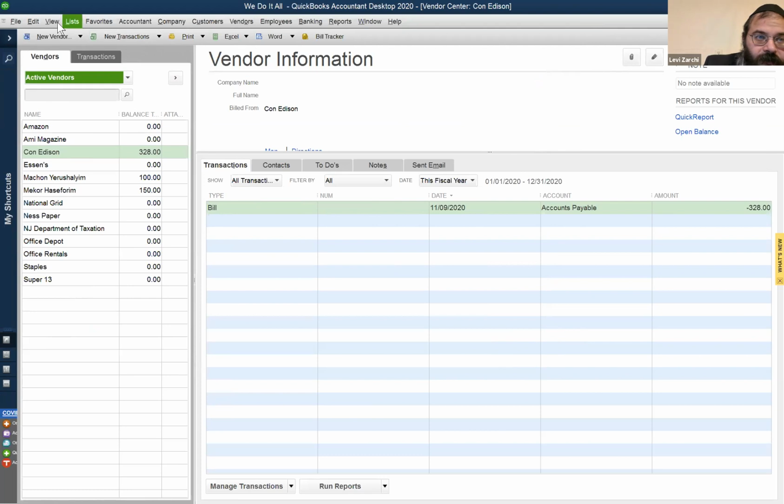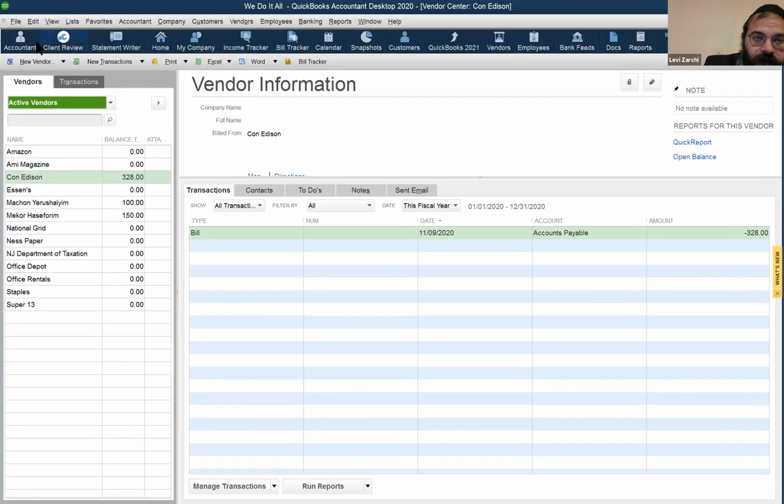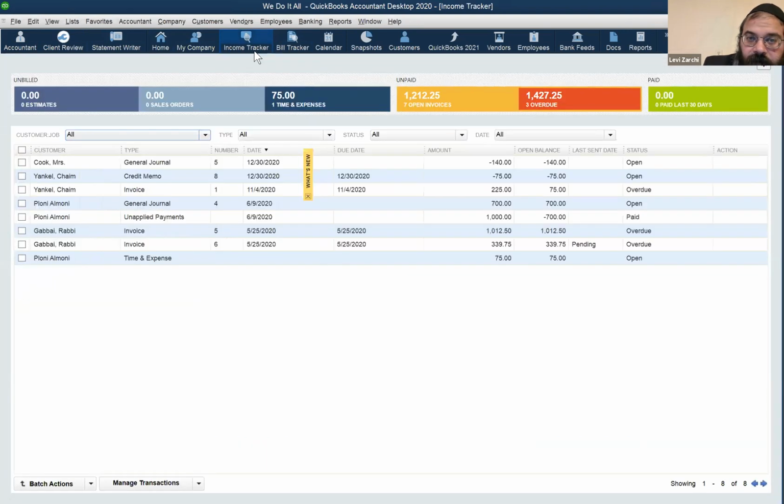We have here the view menu. There's a top icon bar, which was minimized. This is another way you could go, instead of going customer and drop down, vendor drop down, you click directly on it. You have the bill tracker and the income tracker. It tells us we still have $75 which we didn't even create an invoice for, and we still have another open balance from Rabbi Gabbai.